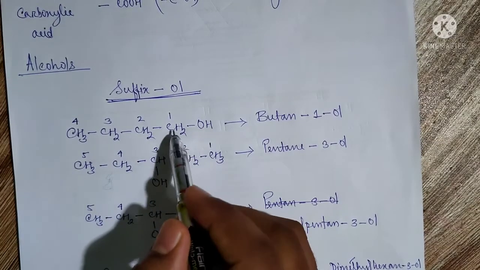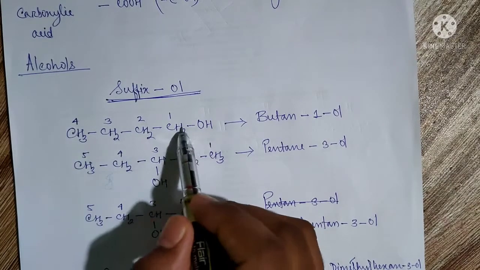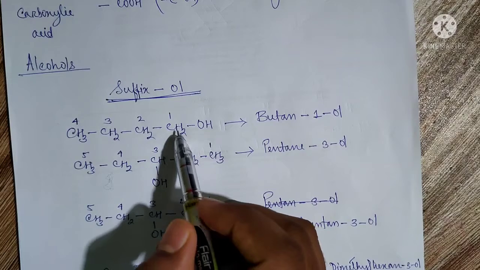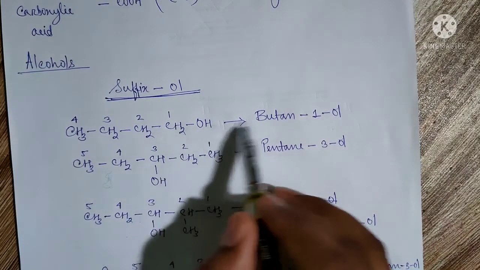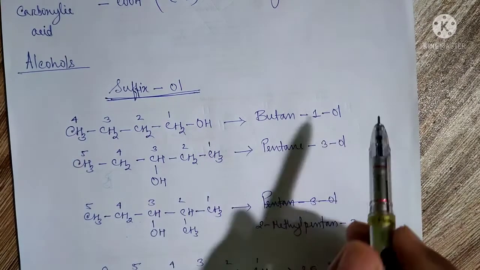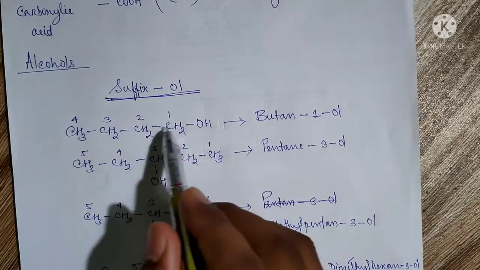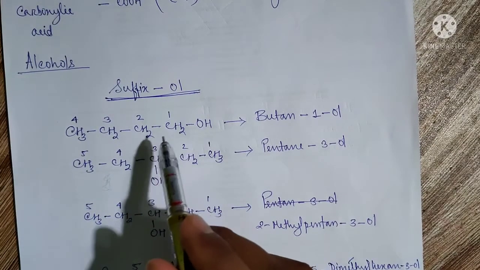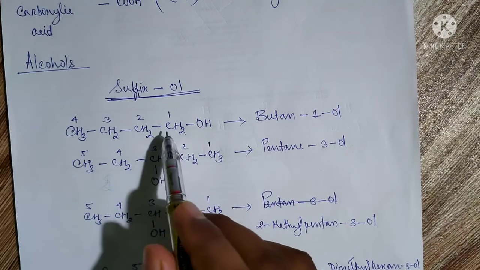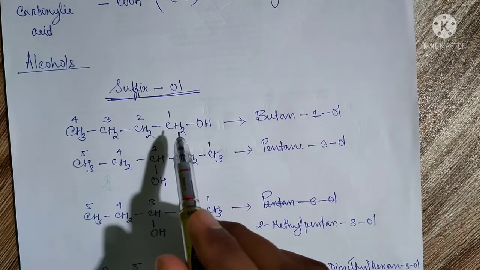Now let me discuss this compound CH3, CH2, CH2, CH2, OH. How many carbon atoms are there? 1, 2, 3, 4. So it is a butane, and in one position there is an -ol, so it is butan-1-ol. Now see, from which side will you count? Counting should be done in such a way that the functional group gets the lowest possible position.